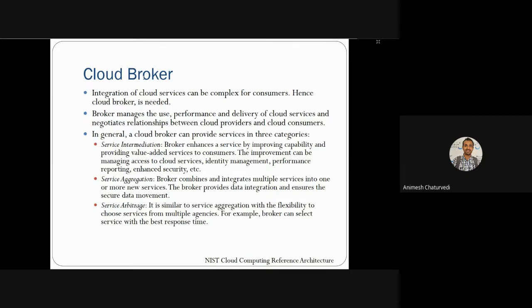Thereafter, service aggregation. In service aggregation, the broker combines and integrates multiple services into one or more new services. The broker provides data integration and ensures secure data movement. So these are the broker's service aggregation part: data integration and ensuring secure data movement.